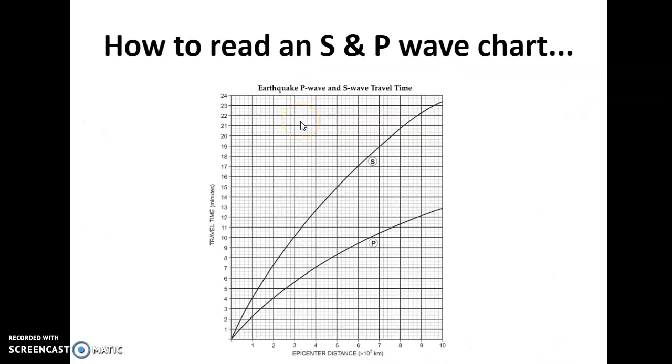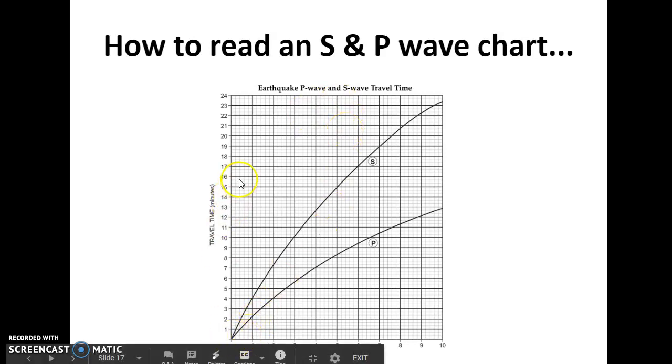So for your independent practice for today, you're going to work on learning how to read an S and P wave chart. These are charts that get spewed out with seismograms. You're going to need to use a lot of your prior knowledge from math to understand this graph, but we're going to walk through it really quickly.